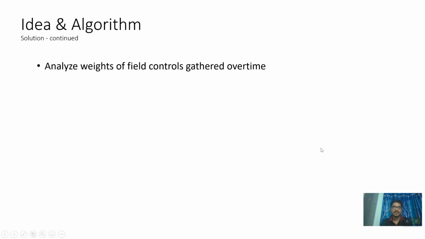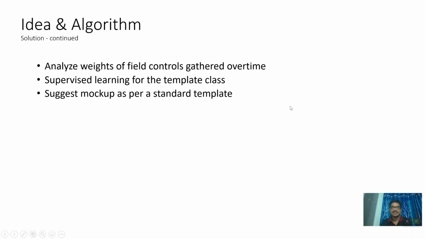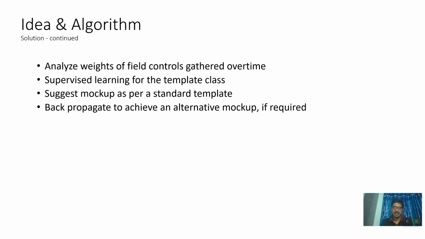So what do we do? We analyze weights of field controls gathered over time. Using supervised learning for the template class, we'll be able to come up with the desired template, which is already available but can be customized for this particular application. We suggest a mockup or a flow of user interfaces as per a standard template. And also, if a user is not convinced with a particular mockup, we go back using the backpropagation methodology and create an alternative mockup for the user.